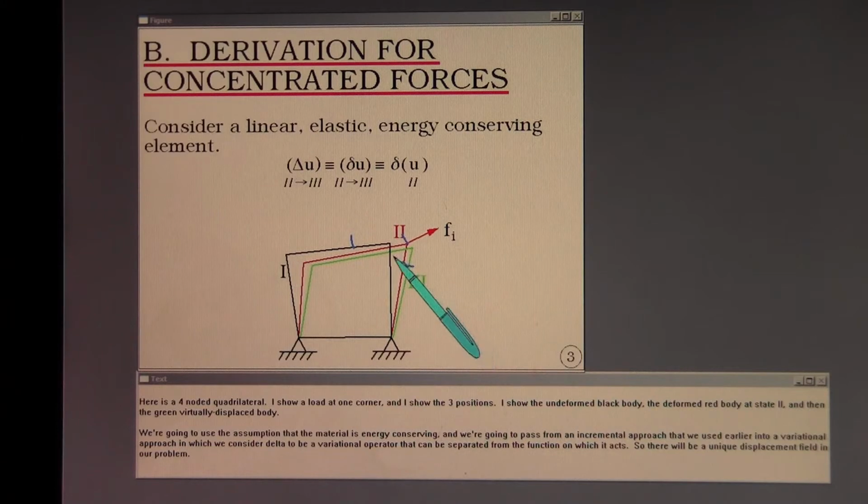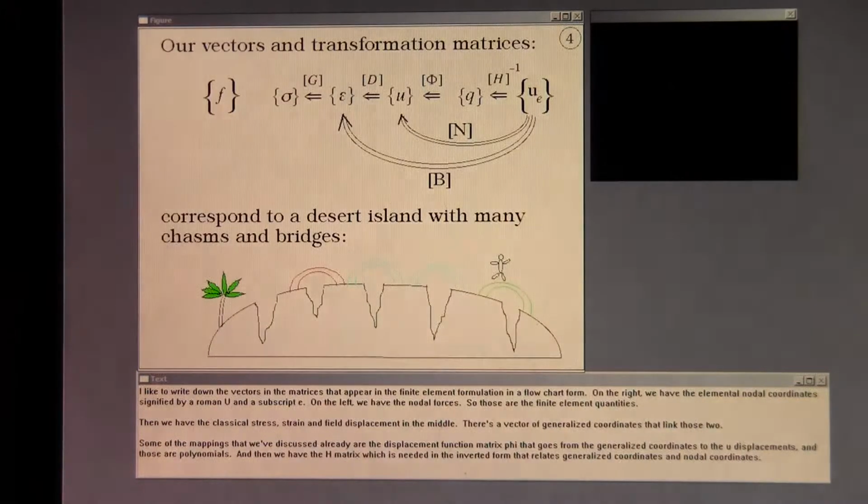We're going to use the assumption that the material is energy conserving, and we're going to pass from an incremental approach that we used earlier into a variational approach in which we consider delta to be a variational operator that can be separated from the function on which it acts. So there will be a unique displacement field in our problem.